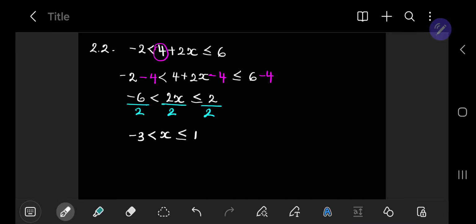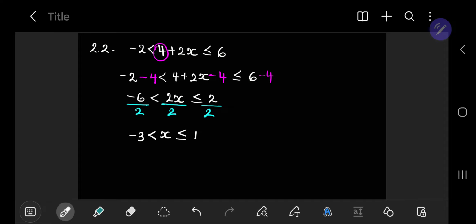So once we divide, this is what we have. We've got negative 3 on the left, we have x alone in the middle, and we've got 1 on the right-hand side. So how do we actually read this out? This is read as x lies between negative 3 and 1. Now, the question mentioned that we need to represent this with interval notation. So what is interval notation?